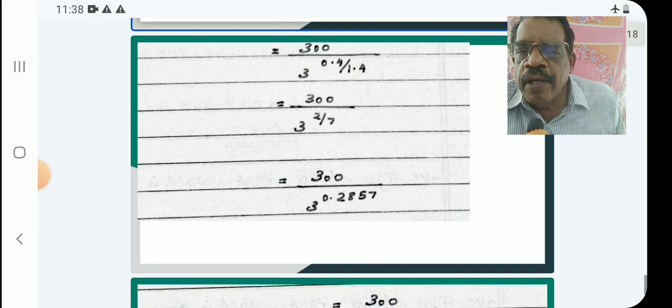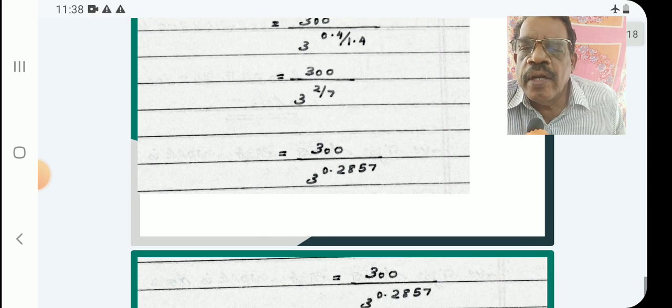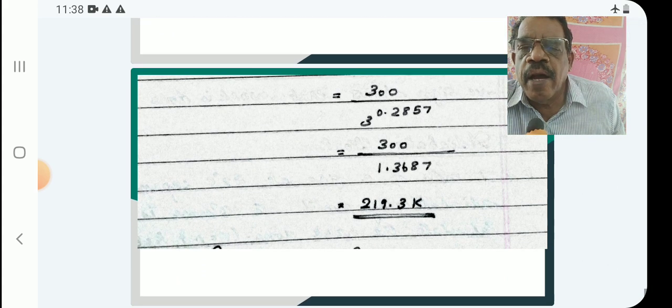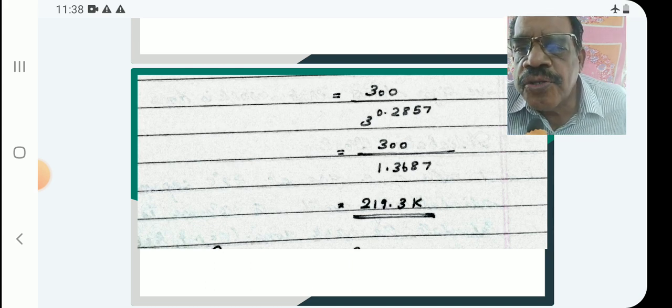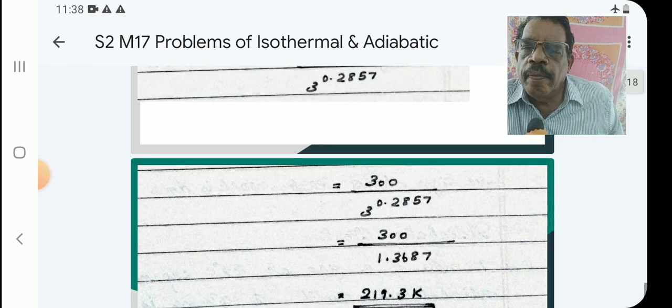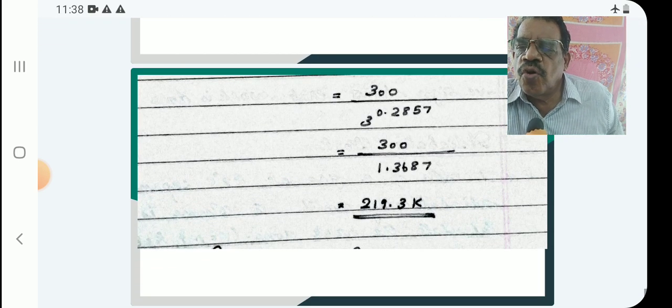That you find using a calculator. We get 300 by 3 raised to 0.2857, which is 300 by 1.2687. That is 218.3 K. That's the problem. With this, the class number 17 is over. We continue our class. Thank you very much.